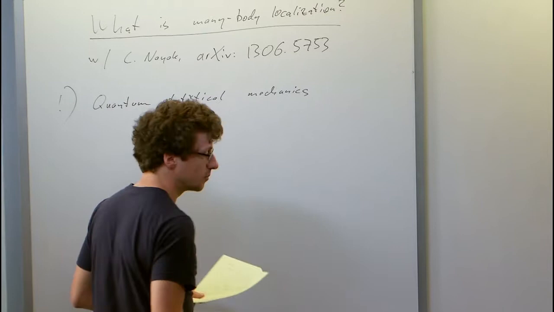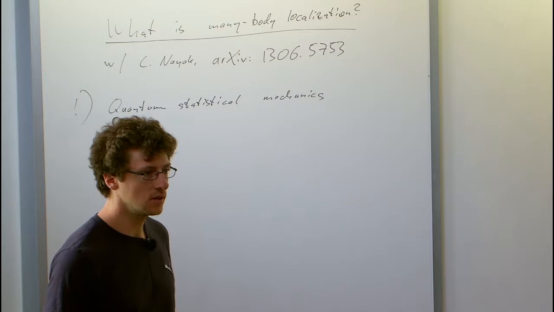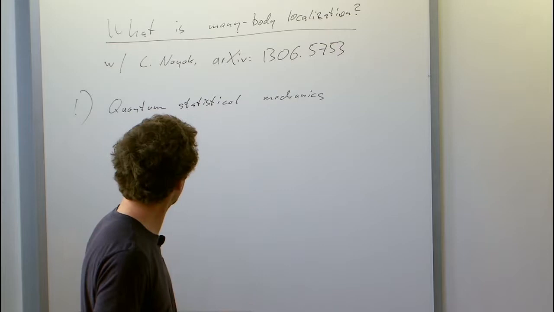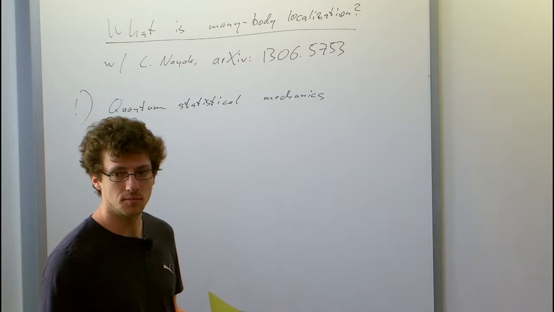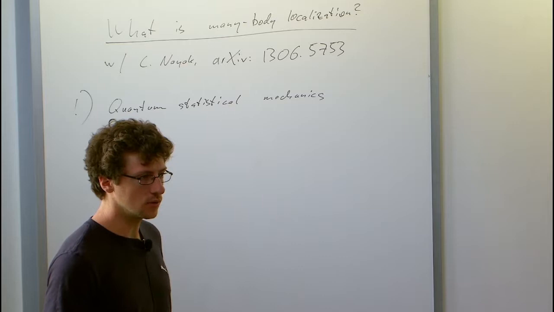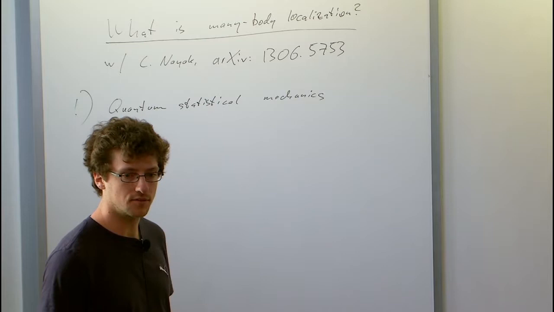In particular, the question of how thermodynamics or statistical mechanics can arise in a closed quantum system, which is, of course, a very old question. Many-body localization is another angle to look at this and, in particular, give some answer to the question of in which systems thermodynamics can emerge in a closed quantum system and in which systems it actually fails. Many-body localization will provide maybe one of the few examples of an interacting system where this emergence of statistical mechanics completely fails.